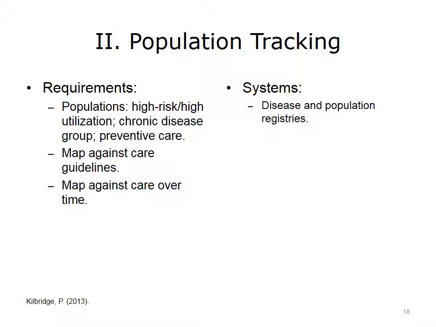We map care against care guidelines. We map populations against care guidelines and map against care over time. So how many times in the past 5 years has the patient who's diabetic received hemoglobin A1C? What is the trajectory of those scores? Are they increasing? Are they decreasing? The systems that are most used to track populations over time are disease and population registries. Many EMRs will provide that capability now within the electronic medical record. And many population health software packages also include disease and population registries.